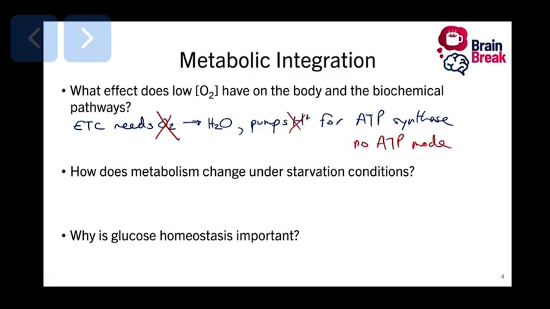Okay. Lactate is going to get made, right? So anaerobic glycolysis will make lactate. But the whole point is so that NAD+ is going to get made so that glycolysis can continue and we can make those two ATP molecules.